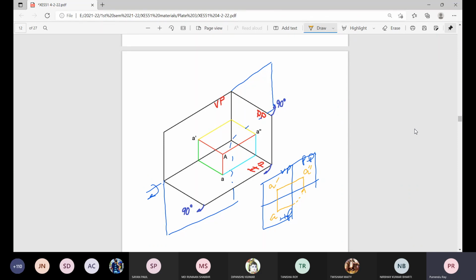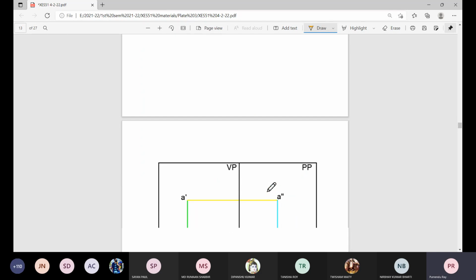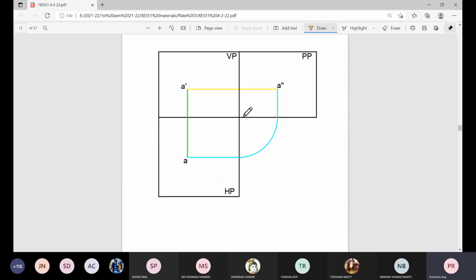Now here also this 3D like thing is not helpful for us. So what we do, we present it in this form, as if three separate rectangular plates are connected to each other after opening that first quadrant space.